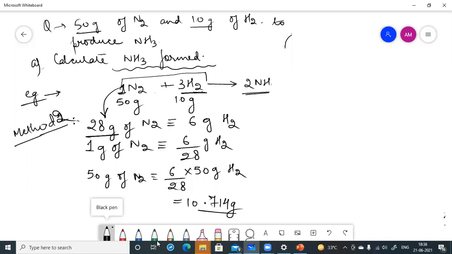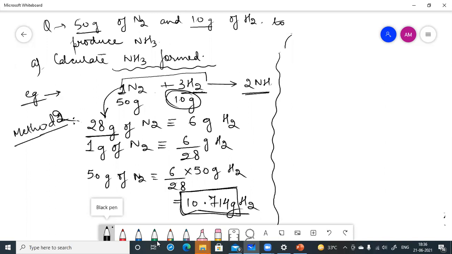ठीक है. So do we have hydrogen in that amount which is required? No. 50 grams of nitrogen will be requiring more than 10 grams of hydrogen, but we just have 10 grams. So by this method also you can calculate the limiting reagent. All right. And then you can again use this method in calculating the amount of ammonia. How?